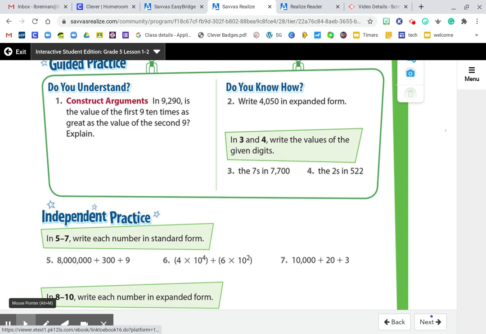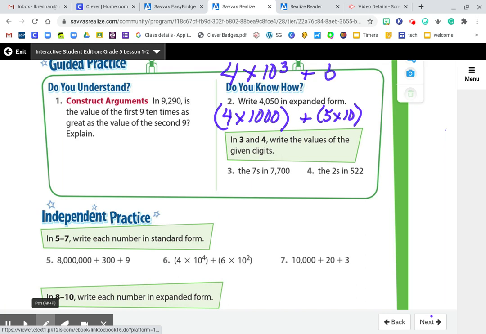And number 2, write in expanded form. And we are going to pull out the exponents. So 4,000 is written 4 times 1,000. And we're going to say 5 times 10. And if I'm going to write that using exponents, I would write 4 times 10 to the third plus 5 times 10 to the first power.